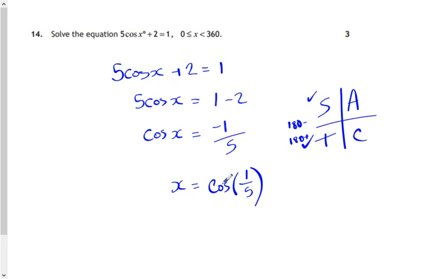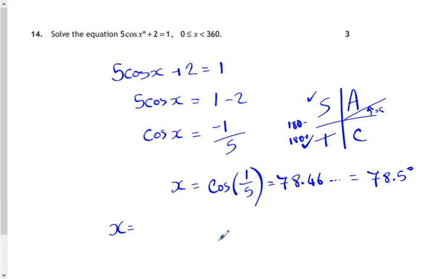Okay, so what we'll get here is the x in here, and then we'll use that to get our two answers. So the inverse cos of 0.2 is 78.46 dot dot dot, which I'm going to have as 78.5 degrees.